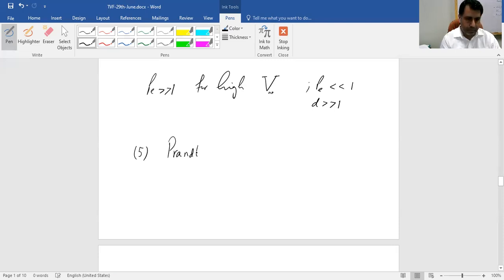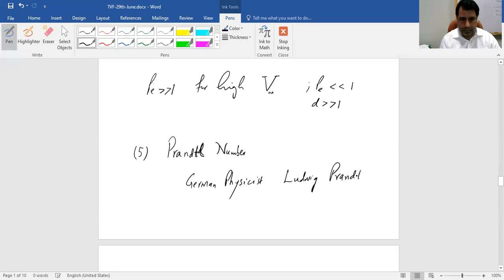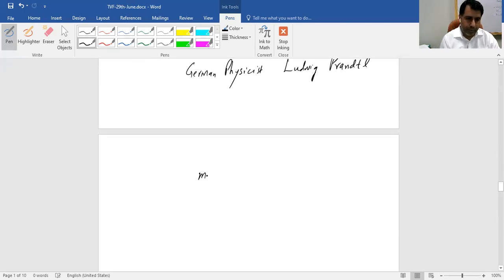Prandtl number. So this was introduced by the German physicist Ludwig Prandtl. So this is the ratio of momentum diffusivity over thermal diffusivity. As the definition says, we have some thermal considerations.